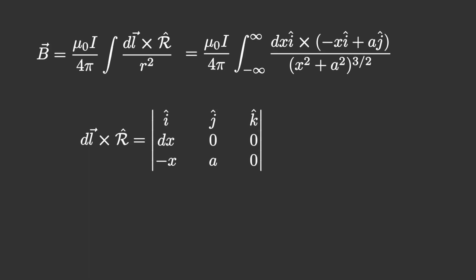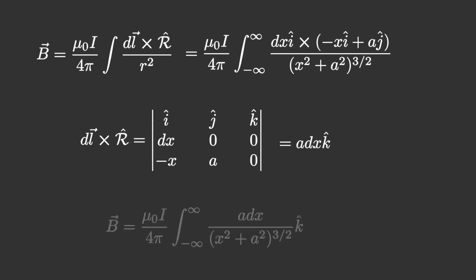I'll also leave linked below a document that explains cross products and dot products. But for now, I'll just solve it for you, and you should know that the answer is a dx in the k hat direction, which transforms our integral to mu naught I over 4 pi integrated from negative infinity to infinity of a dx divided by x squared plus a squared quantity to the 3/2 in the k hat direction, which is an integral that nobody wants to solve.